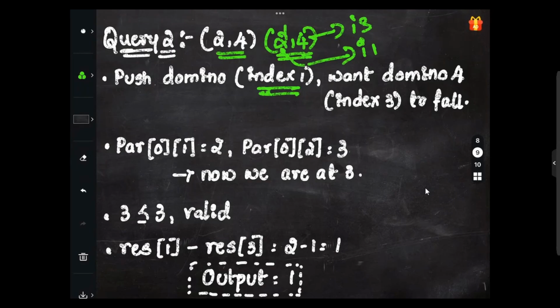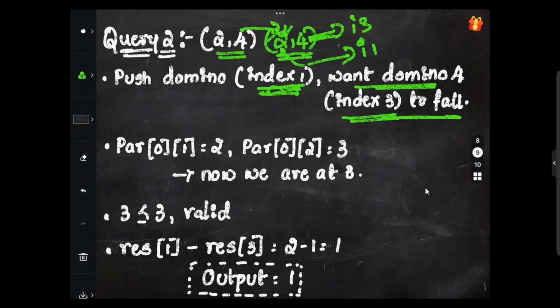For this particular number we have to go with 2 minus 1, nothing but index 1, and for the value 4 we have to go with 4 minus 1, nothing but index 3 here. We have to push the domino at index 1 so that the domino at index 3 falls. So we have to push the value 2 so that the value 4 falls, in simple terms.